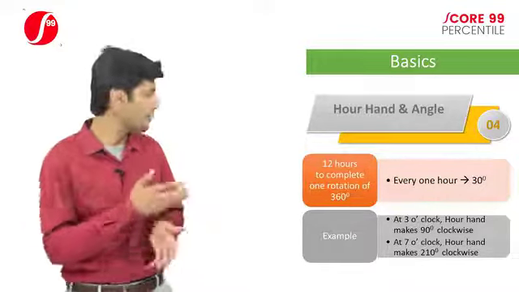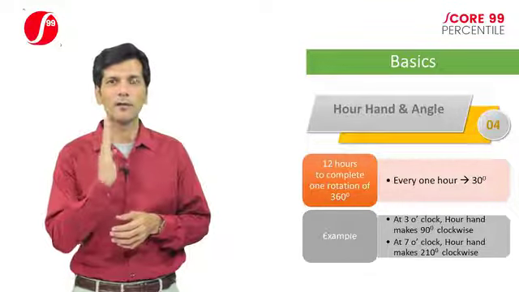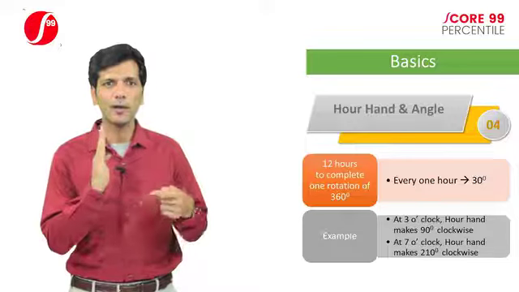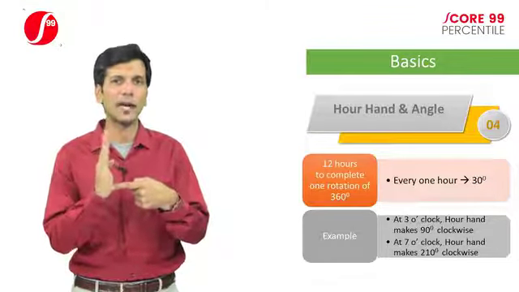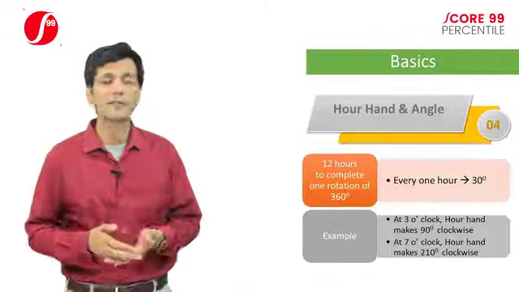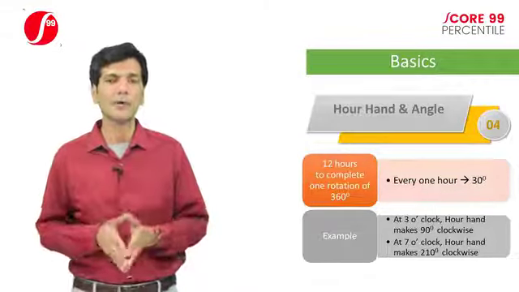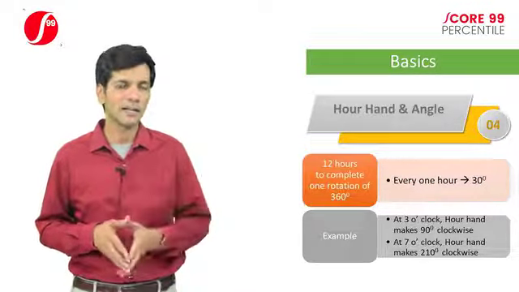So say for example at 3 o'clock, your vertical reference is exactly at 12 while your hour hand is at 3 o'clock. So the angle at 3 o'clock of the hour hand is exactly 90 degrees. Likewise at 7 o'clock, it is 210 degrees because it is making 30 degrees every hour. So in 7 hours it's made 210 degrees.